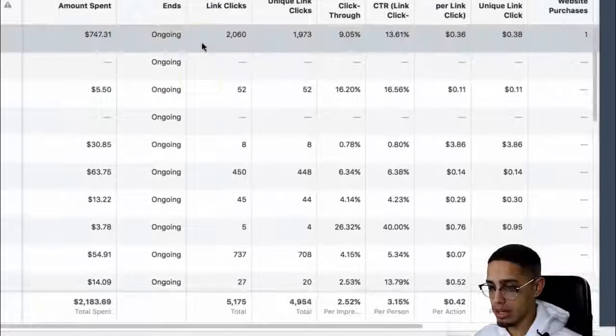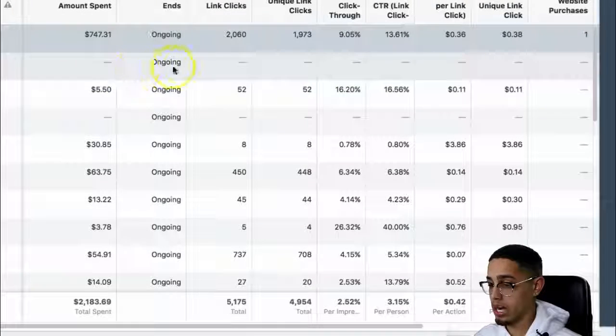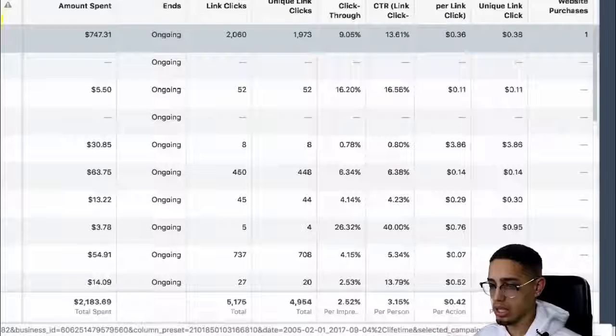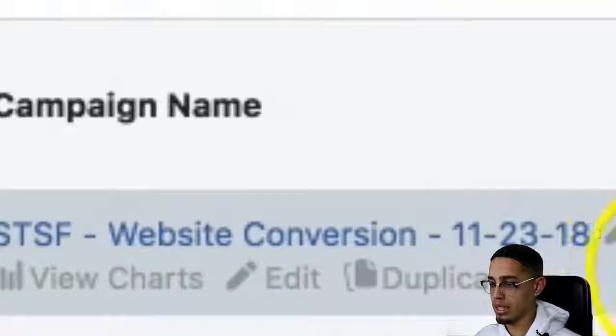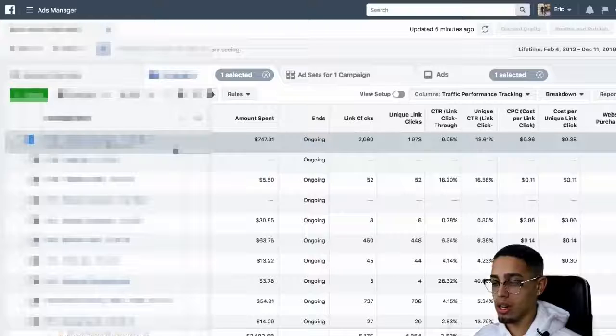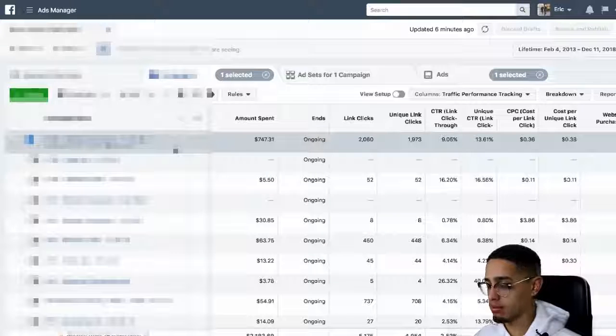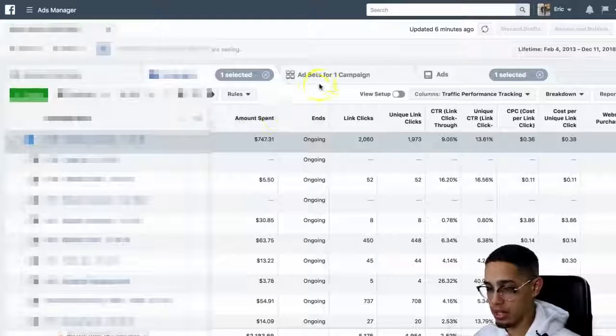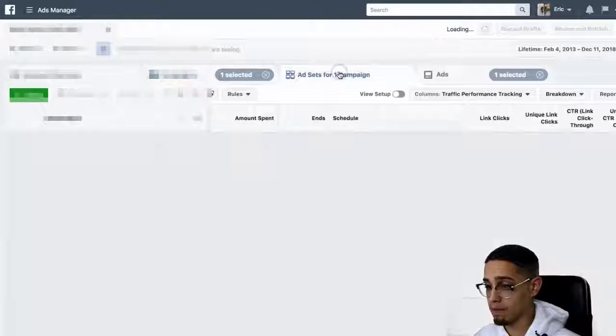So if we look here, back at my Facebook Ads Manager, I'm going to break down the ad for you guys. First and foremost, from a campaign standpoint, it is a conversion ads campaign. Now, I split test a whole bunch of different types of ads, but in this one specifically, we're doing conversion ads.